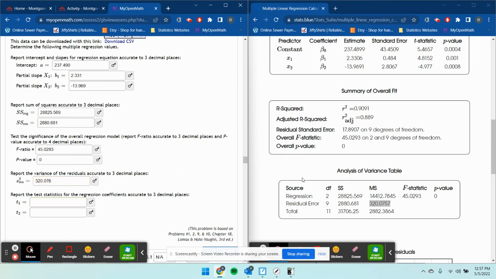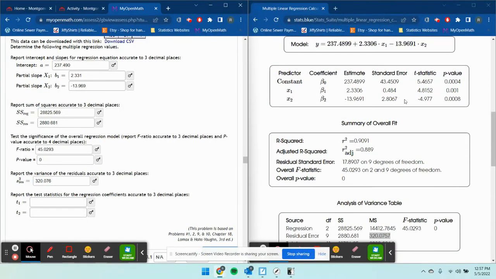And the test statistics T1 and T2. Where did we put the? Oh, here we are. Test statistics for the regression coefficient is 4.815. And the second one should be 4.815. I keep messing up the decimals.